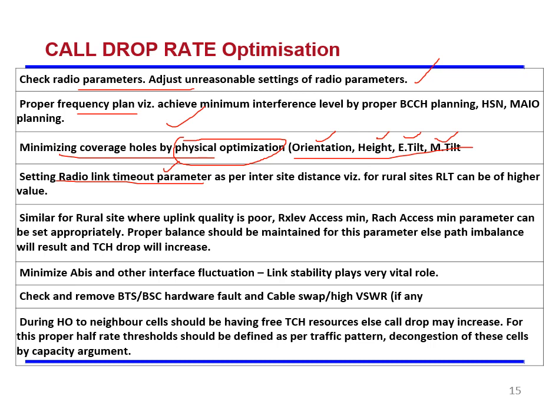Other features are there, like in a rural site, if the uplink quality is poor, then we have to use the RX level access minimum parameter, which should be set appropriately, which will result in reduction of the call drop. And link stability, we also discussed it in the priority. Hardware should be verified and neighbor cells should be optimized properly. So these are the various steps for reducing call drops. Any doubts, you can ask me.